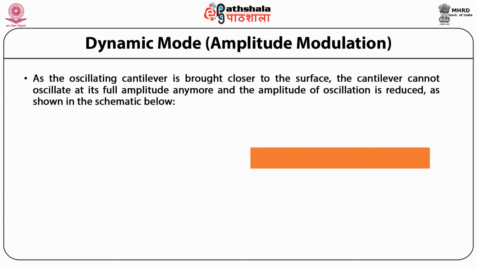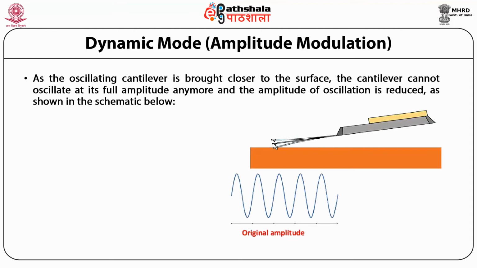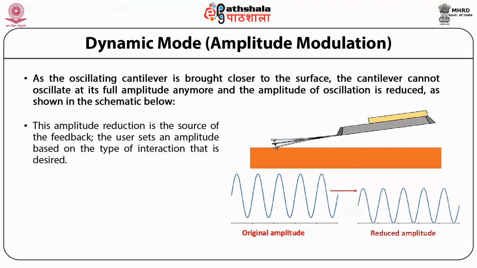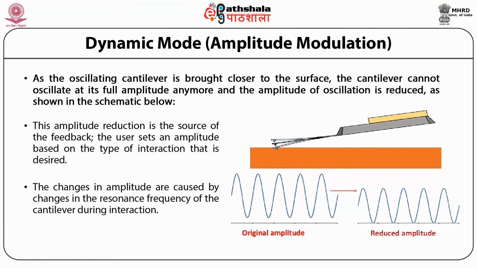As the oscillating cantilever is brought closer to the surface, the cantilever cannot oscillate at its full amplitude anymore, and the amplitude of oscillation is reduced as shown in the schematic over here. So this amplitude reduction is the source of feedback. The user sets an amplitude based on the type of interaction that is desired. The changes in amplitude are caused by changes in the resonance frequency of the cantilever during interaction.